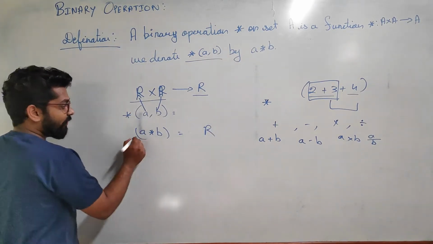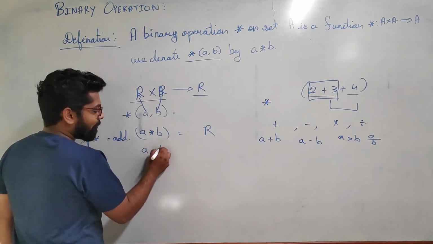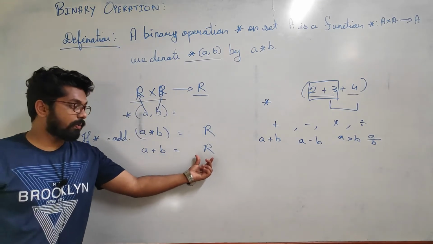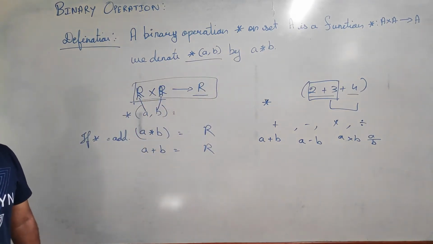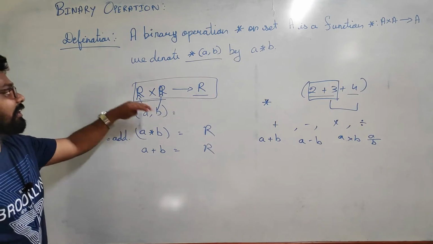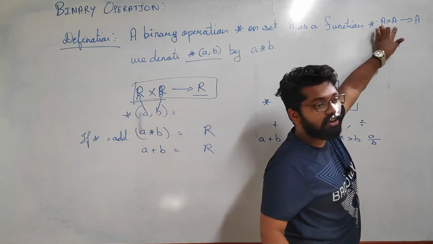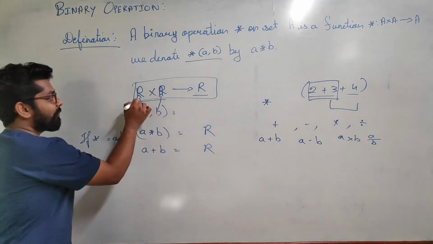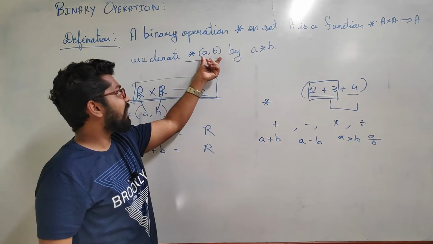Understanding? So if star is nothing but addition, then a plus b gives me a real number. That means when you add a real number to a real number, your output is a real number. Understood this definition? R cross R mapping to R. Okay, now let's come back to the definition of binary operation. A binary operation star on a set A is a function from A cross A to A. Two elements of the set are mapped into A, meaning the output must also come in the same set. This is the definition I explained just now.